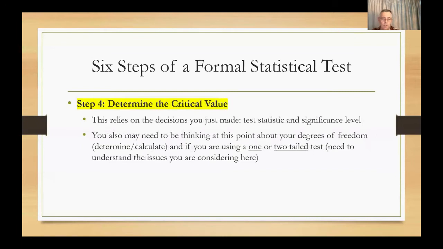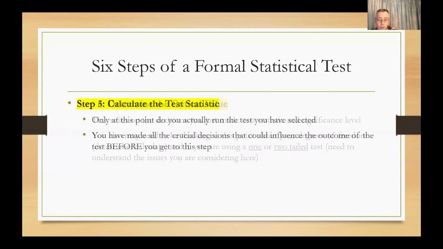Step 4, determining the critical value, definitely relies on everything that we've determined so far. We need to know the test statistic and the significance level before we get there. At that point, then we need to determine what the critical value of our statistical test actually is. We're just relying on all the information that we've already gathered and decided upon in the first steps. We get to the critical value.